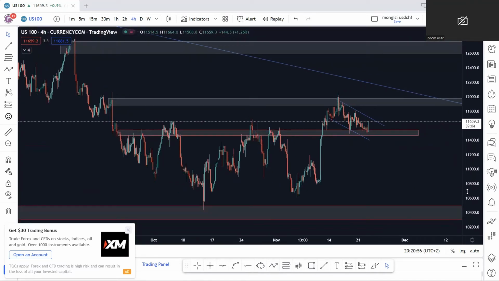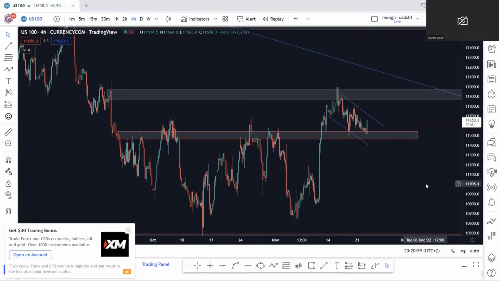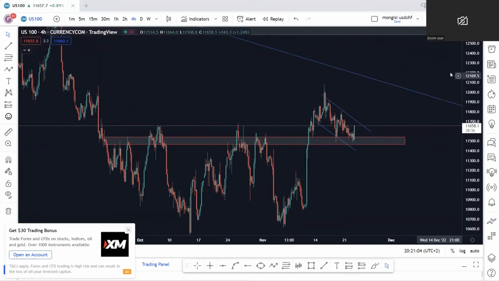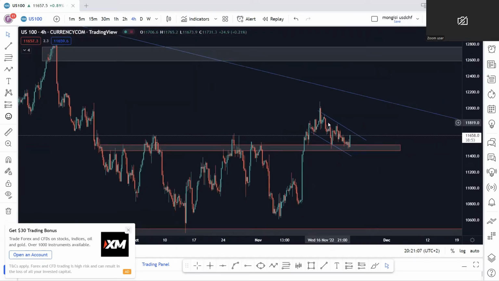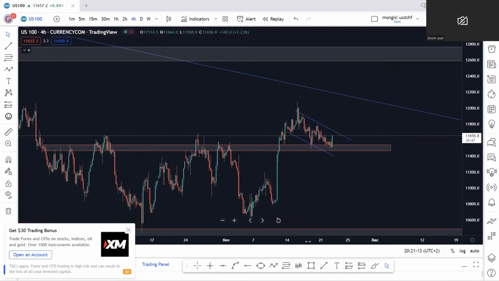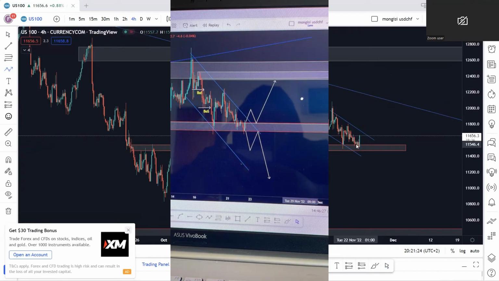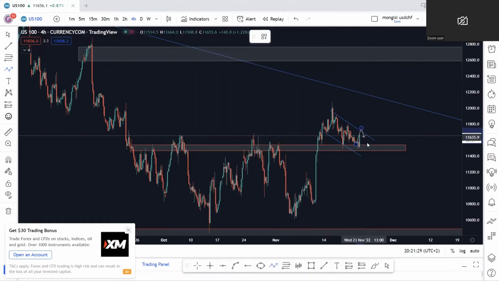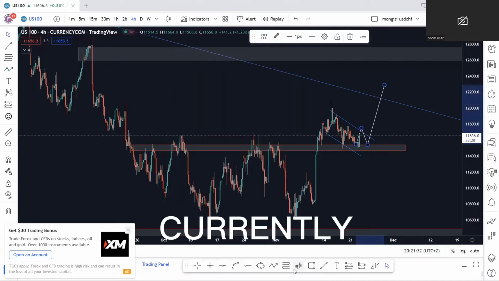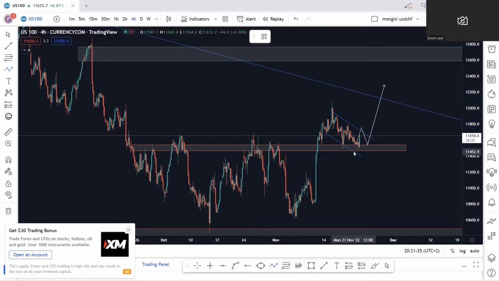So now this was broken, and we have to see how the market is going to play out in this move. I'll show you a screenshot of my previous analysis that I shared with the group. This is what I'm expecting. Actually, I'm expecting something like this: a move up, then a retest, and then go up, or something like this.